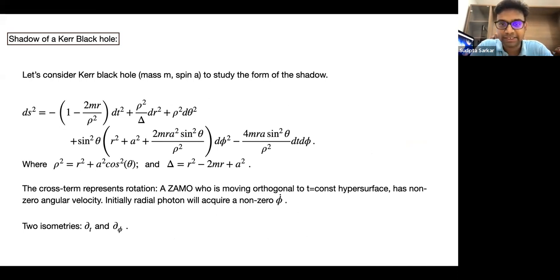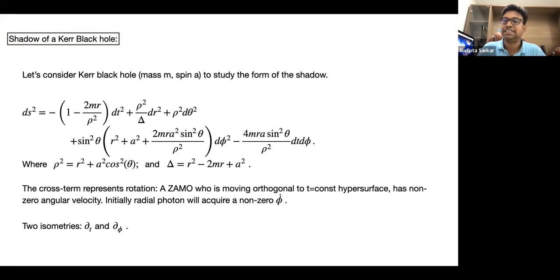The cross term, for example this cross term dt d phi, signifies that there is a rotation in the spacetime. So, for example, you can have a zero angular momentum observer, the so-called ZAMO, but with non-zero angular velocity. That happens because of the existence of this cross term, and it has two isometries, Killing vectors del t and del phi. Both are obvious. So it is widely believed that the Kerr solution represents the gravitational field of a rotating black hole outside.